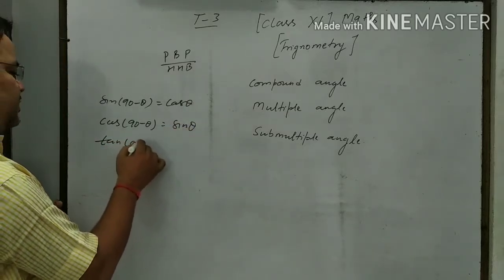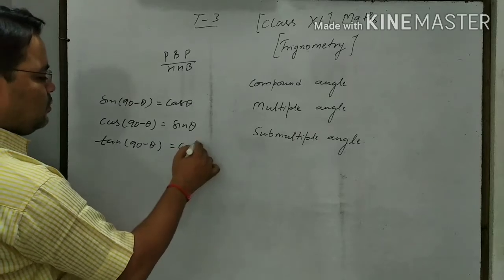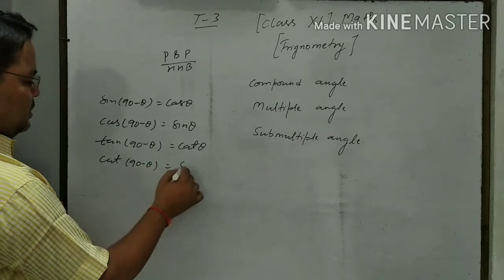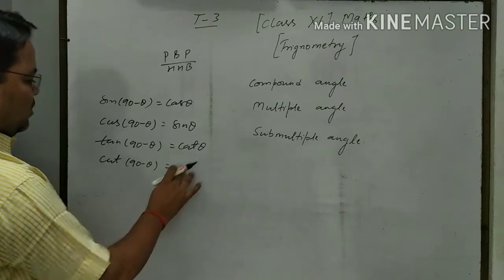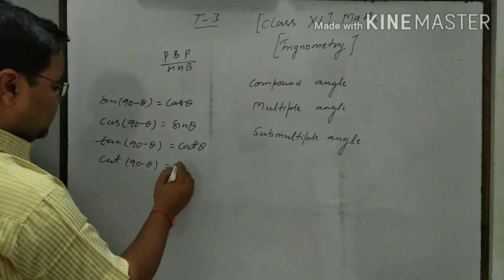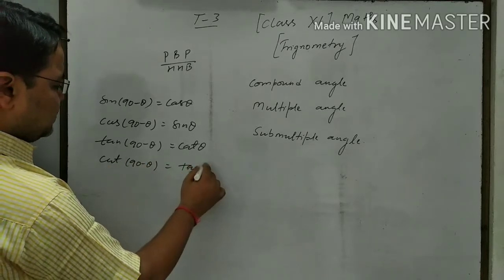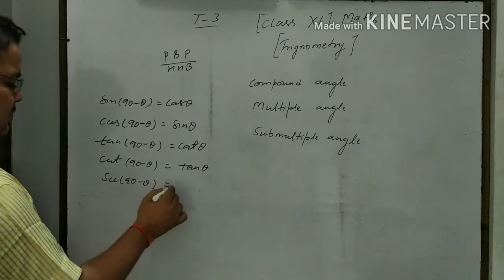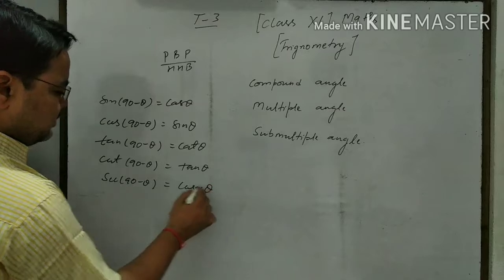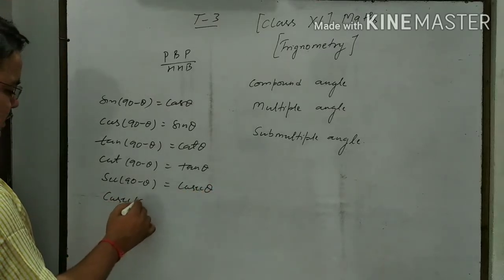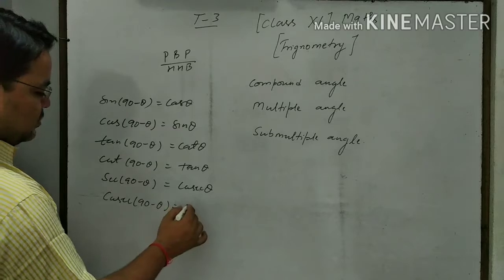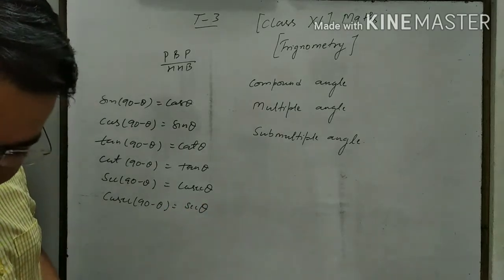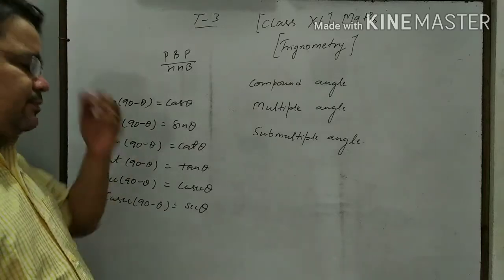Tan 90 minus theta is equal to cot theta. Cot 90 minus theta is equal to tan theta. Sec 90 minus theta is equal to cosec theta, and here cosec 90 minus theta is equal to sec theta. Okay, this is already given in class 9th.